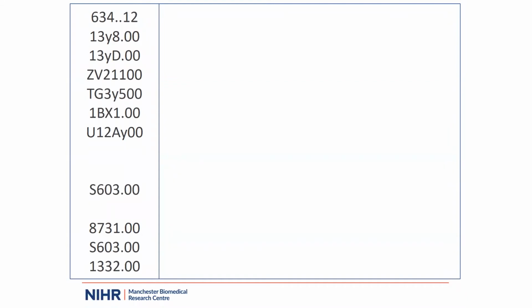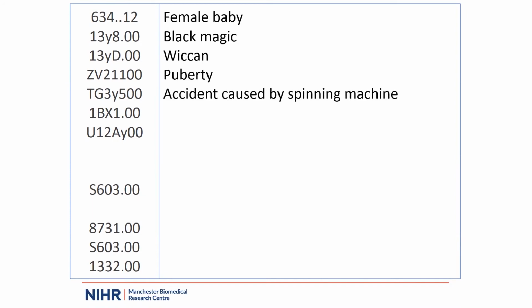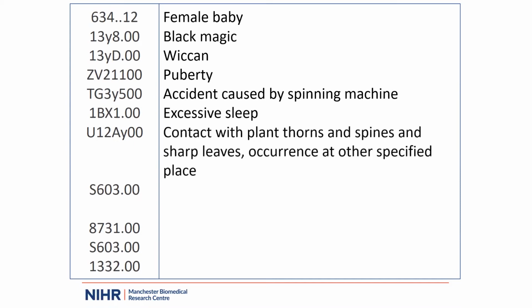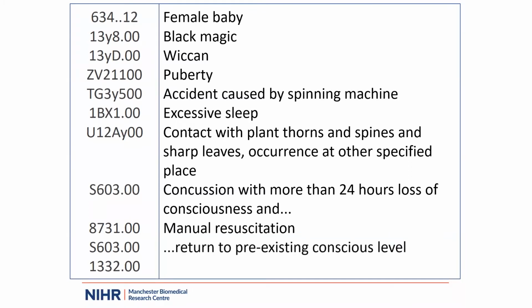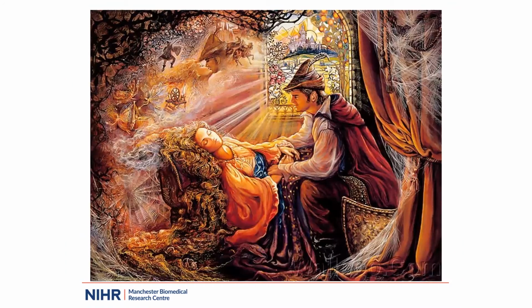In case you're unfamiliar with Read codes, I will go through and explain what they are. So first of all: female baby, black magic, Wiccan, puberty, accident caused by spinning machine, excessive sleep, contact with plant thorns and spines and sharp leaves, occurrence at other specified place, concussion with more than 24 hours loss of consciousness, manual resuscitation, return to pre-existing conscious level, married. And in case the spinning machine didn't give it away, that is, of course, Sleeping Beauty.